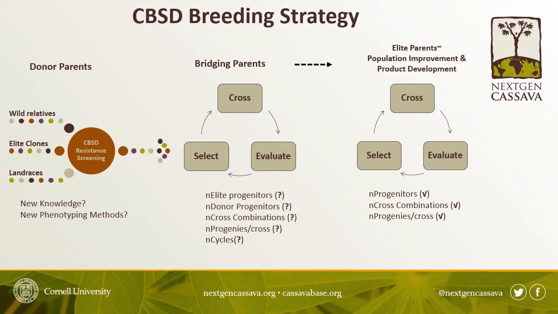Here we want to highlight the breeding strategy. This breeding strategy has two main assumptions. One, we have elite parents in the cyclic population improvement, and these elite parents are deficient, for instance, in brown streak resistance. They don't have an appreciable level of resistance to brown streak. Second, we have some donor parents, and these donor parents have appreciable levels of brown streak resistance.